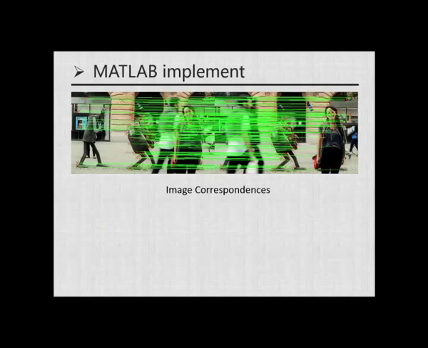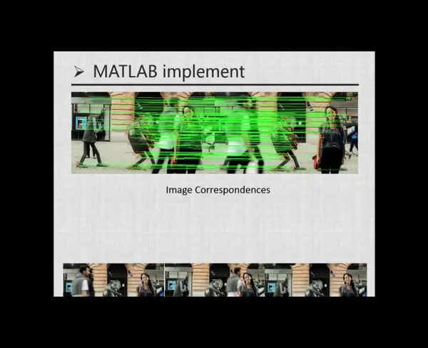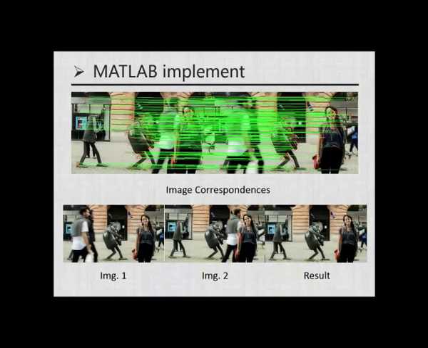In this figure, the red crosses mark the key points detected, and the green lines show the image correspondences. Finally, we could get the resulting image with the two passers-by successfully removed. Then we implement the algorithm in Android devices.